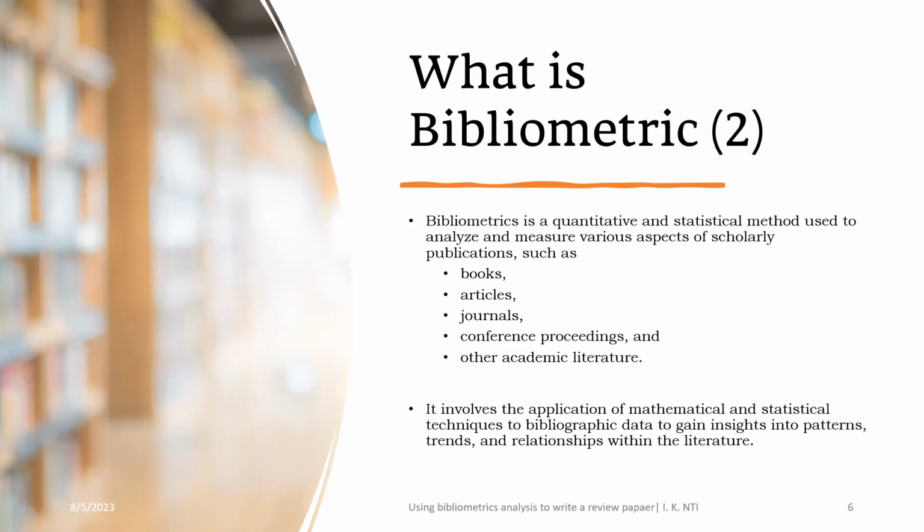It involves the application of mathematical and statistical techniques to bibliographic data to gain insight into patterns, trends, and relationships within it. We use statistical techniques to see what the patterns in the publications are, what the trends are, where researchers are going, what they are researching, what the link is between this researcher and the other researcher, and what the link is between this institution and the other institutions.